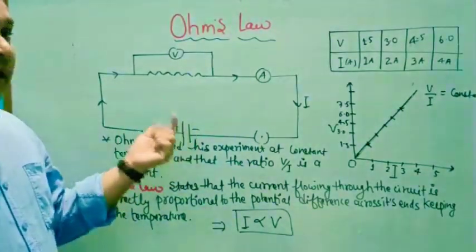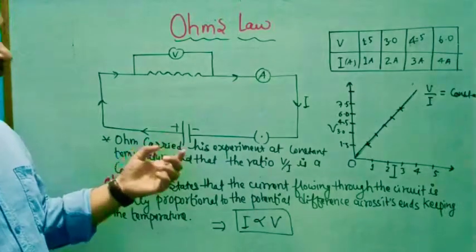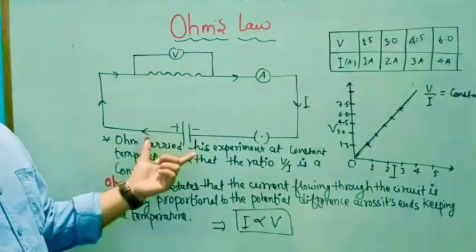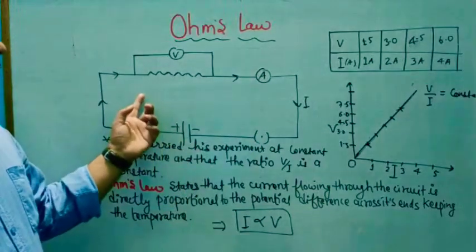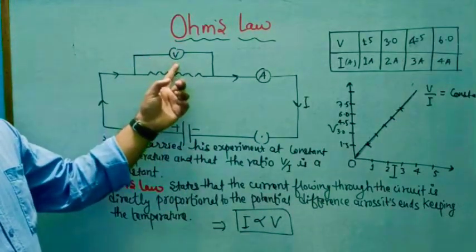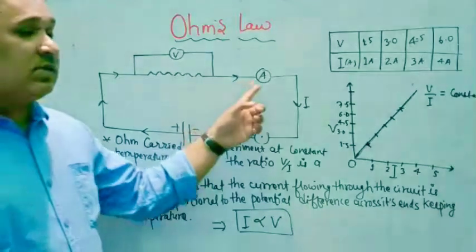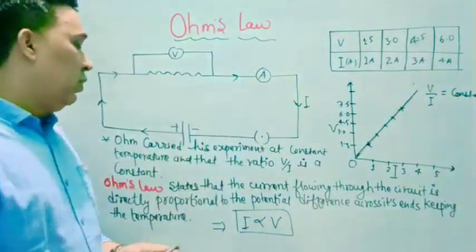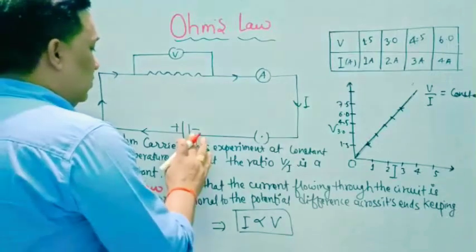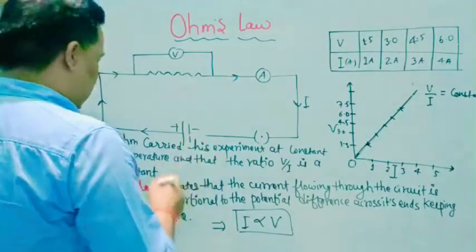When he took one cell, connected that one cell to the circuit and plugged in, he noted down the reading shown by the voltmeter as well as the reading shown by the ammeter. Again, he added two cells to the circuit.